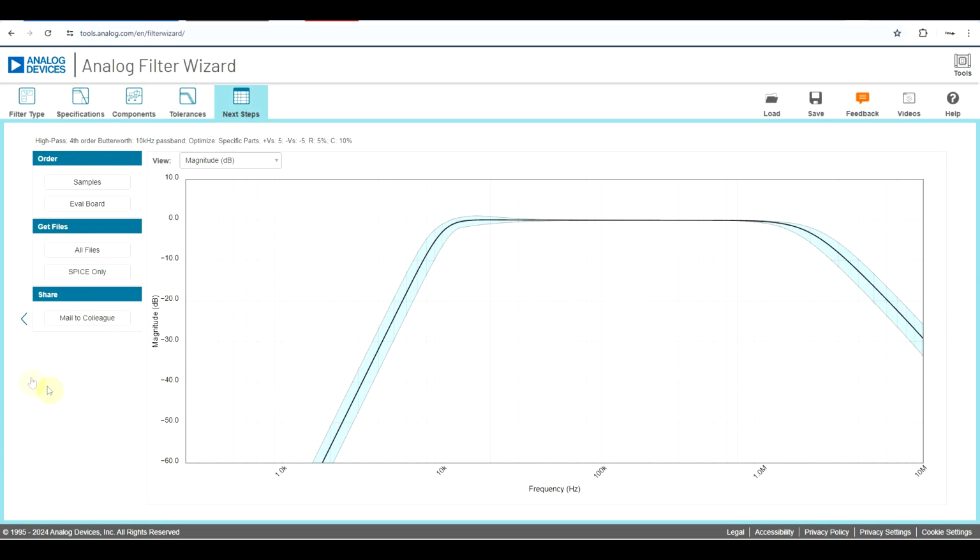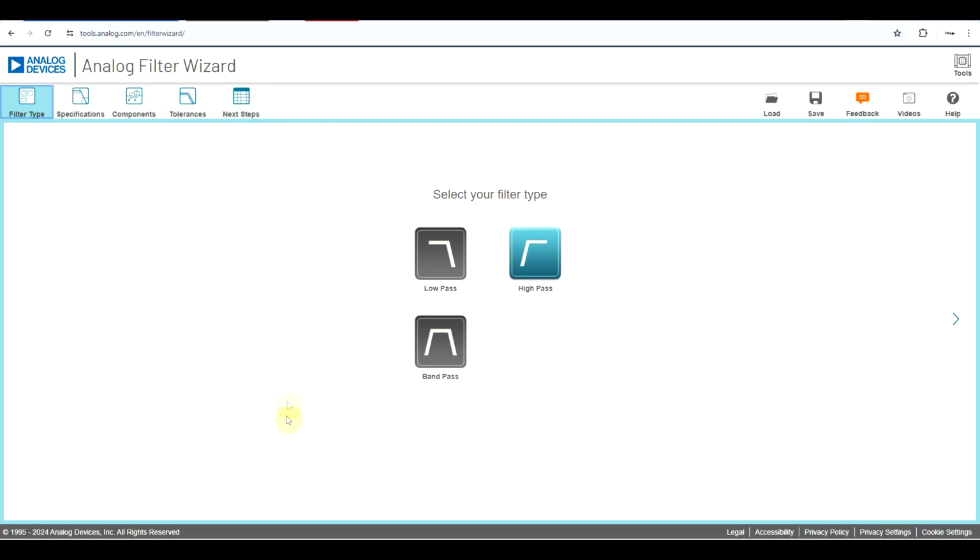And at the final step, you can download various files related to the circuit that you've just designed, order samples, and so on. So this is quite a complete tool for the types of filter that are being supported.